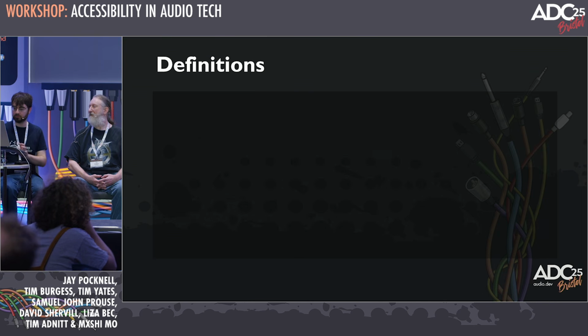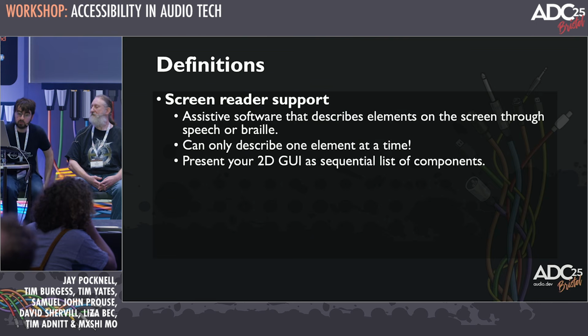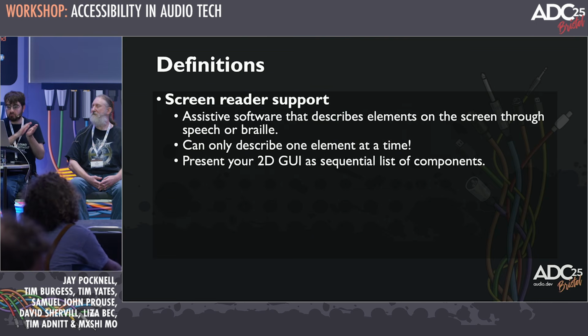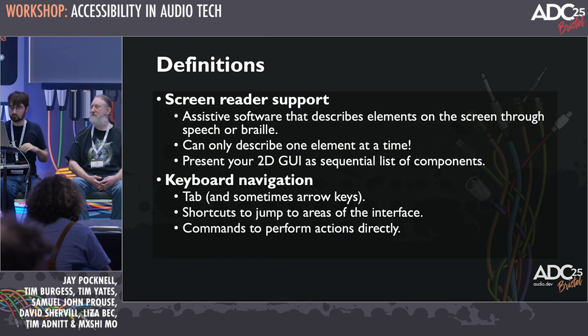Cool. So just a couple of definitions to get us going on the session. So screen reader support, we've mentioned it a couple of times already, but what does that mean? So a screen reader is assistive software that describes elements on the screen through either speech or braille. I guess an important point is that it can only describe one element at a time, and that's something that gets overlooked sometimes. So as developers, you have to think about how you would present your lovely two-dimensional user interface as a sequential list of components, effectively.